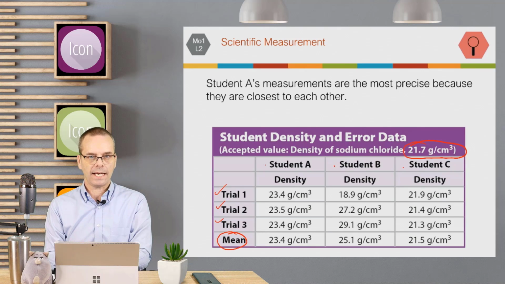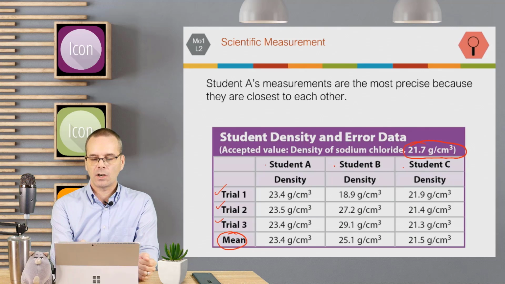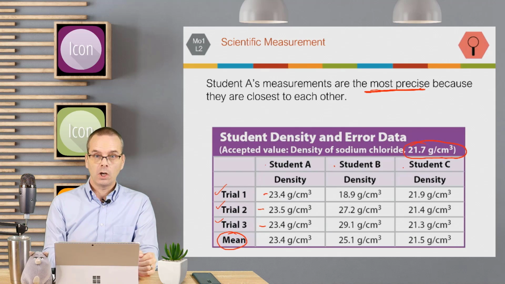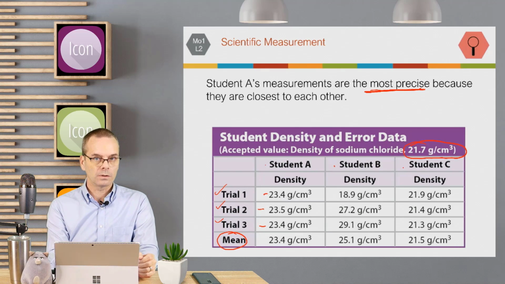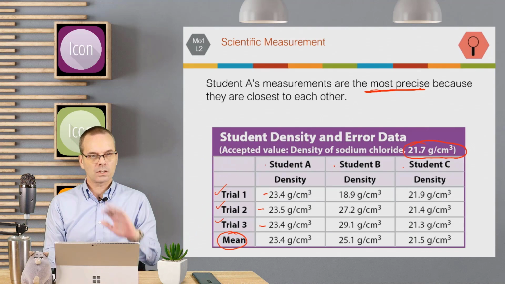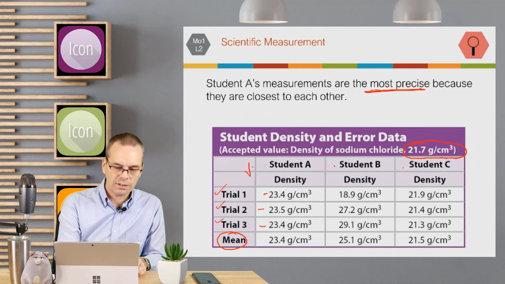All right, so let's look at student A's. Student A's have the best precision. Why? Because they're close to each other. You've got 23.4, 23.5, 23.4, so they're very, very bunched together. Now, are they accurate? No, because the accepted value is 21.7. So they were not good. This student had good precision, right? But poor accuracy.